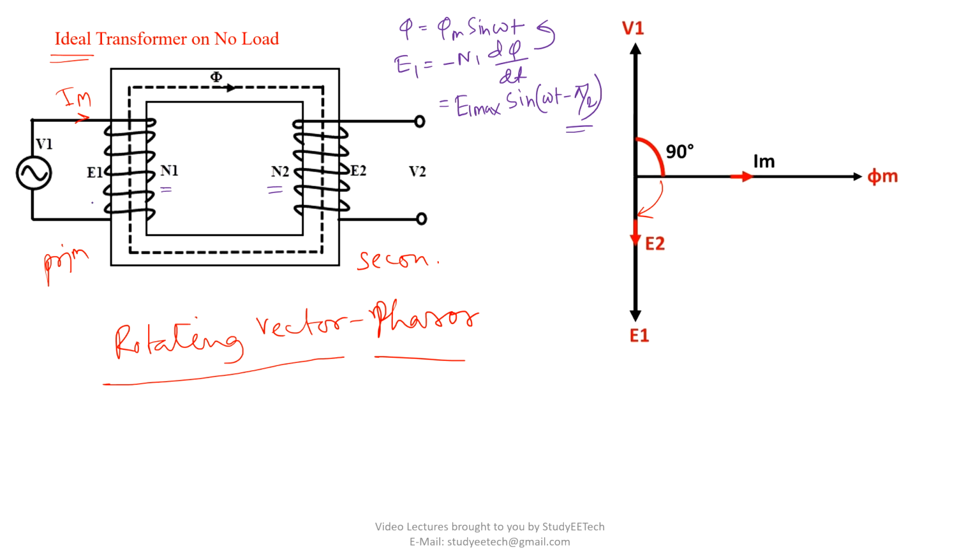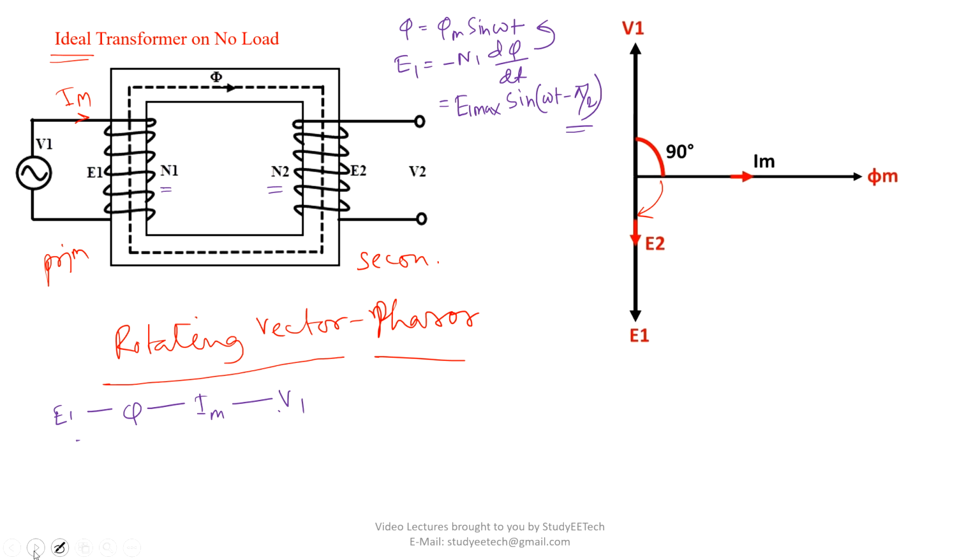Now look, V1 and E1 will be in opposite phase, because Lenz's law has to be satisfied. E1 is developed due to phi, which is developed due to Im, and Im is flowing due to V1. So E1 will oppose V1. So V1 is in 180-degree phase separation with E1. Okay, so this is a phasor diagram. So you got the steps: first phi m, then Im, then E1, E2, then V1.